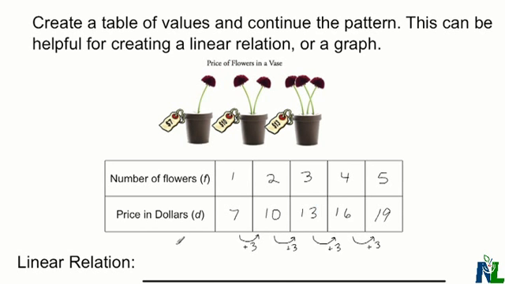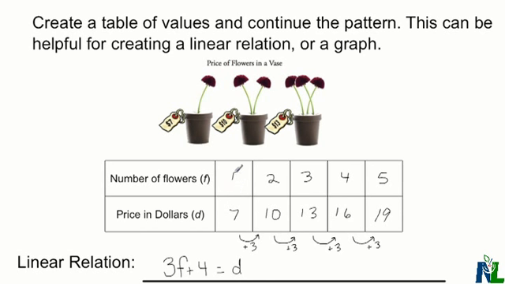Finally, we will try to create a linear relation. As each flower is added, the price is increasing by $3. That means 3 will be our coefficient, and it is dependent on the number of flowers. This needs to equal our price in dollars. However, one flower needs to equal $7, not 3. In order for the price to be $7, we need to add $4.